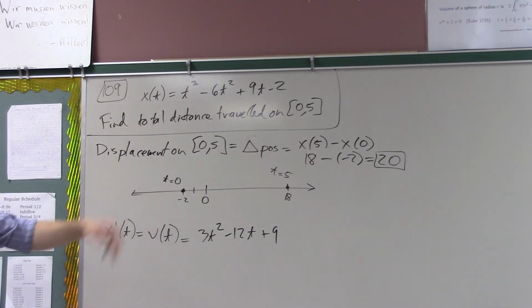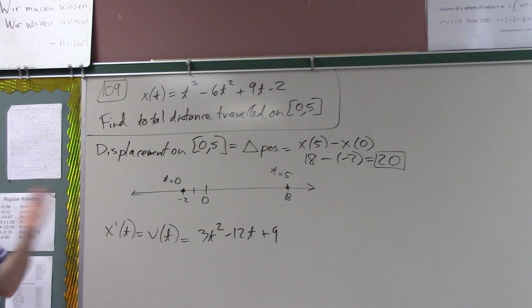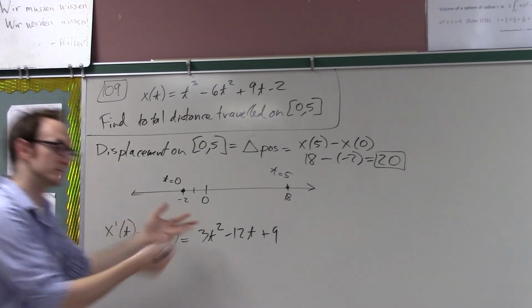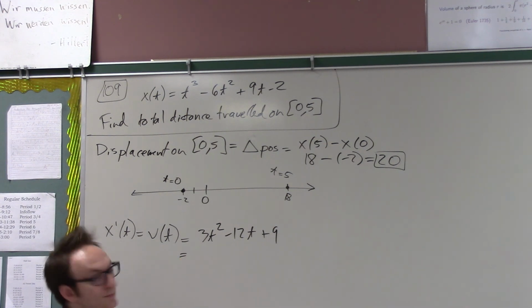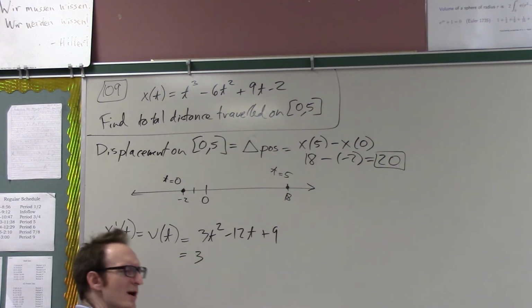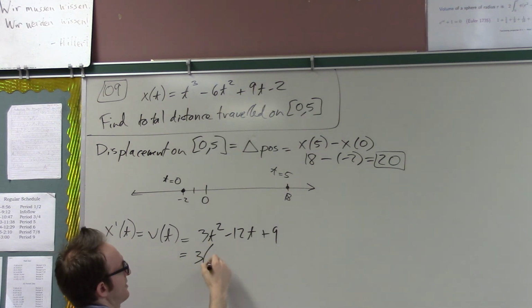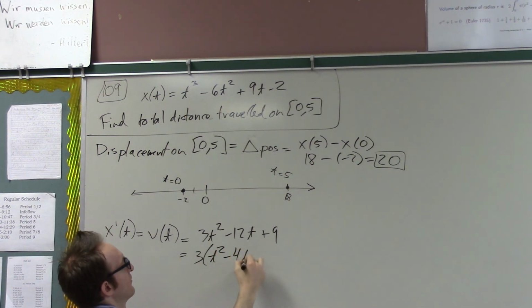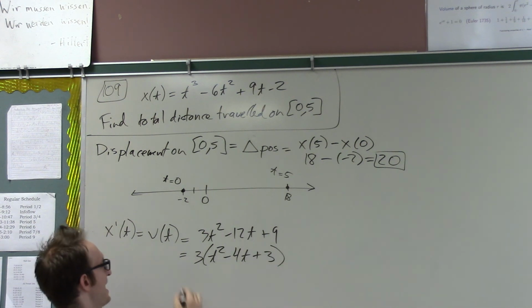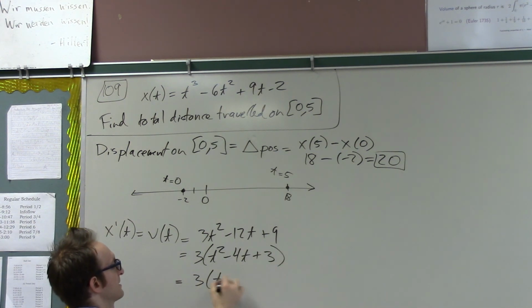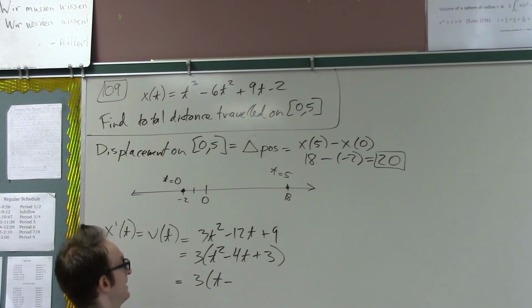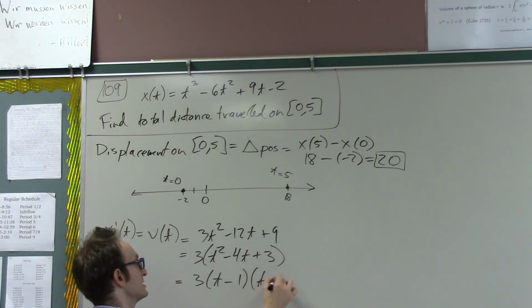Okay, and now what seems like a good idea if we would like to know when the function is moving to the left and when the function is moving to the right? See when it's 0. So, do some math, right? Factor this. I think you almost had to do this anyway to do this problem, unless you use a calculator. So we factor out 3, t squared minus 4t plus 3, and that factors beautifully: 3 times (t minus 1)(t minus 3).